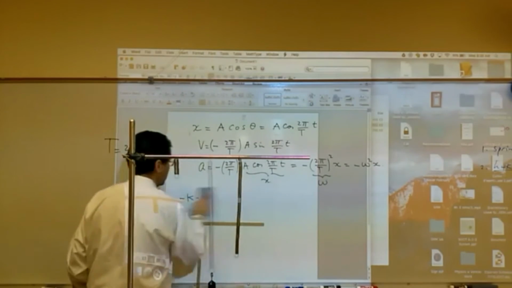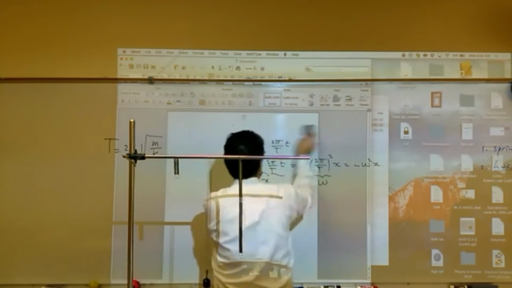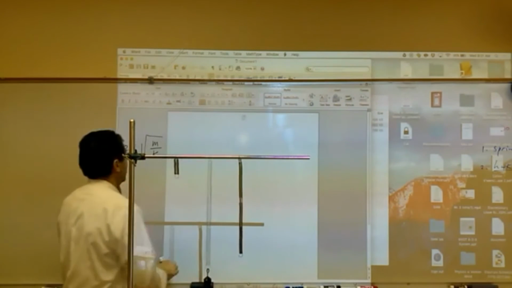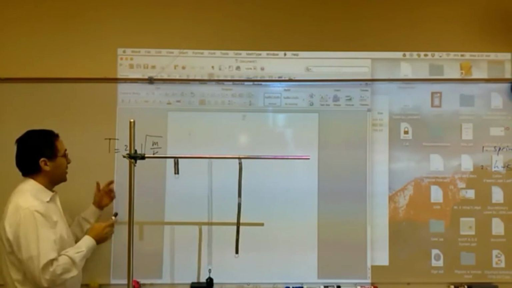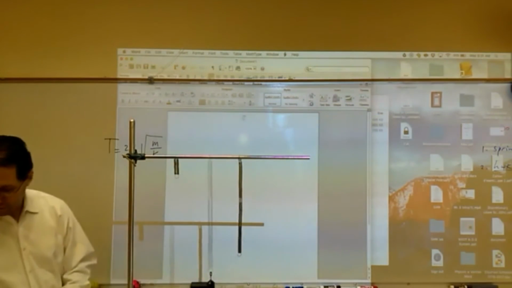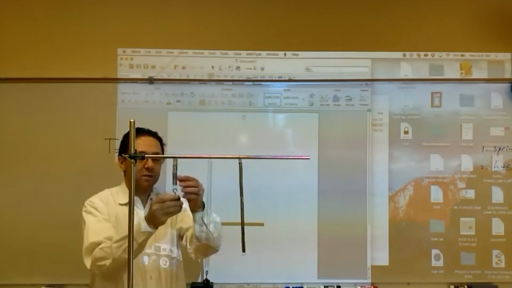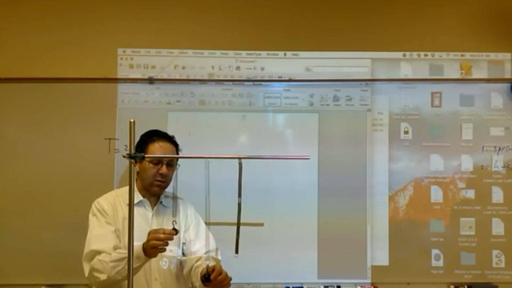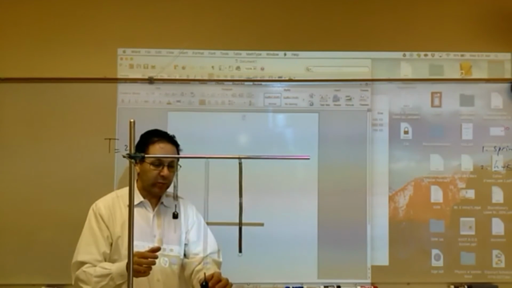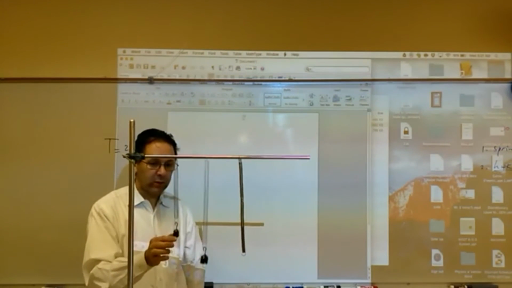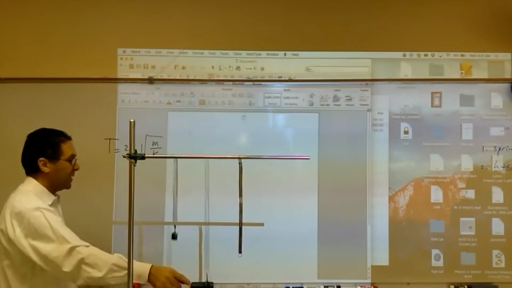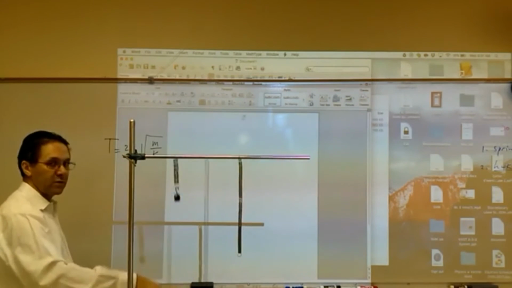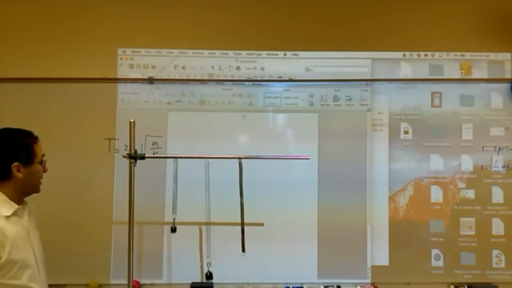If the mass gets bigger, the period gets bigger. So let's actually witness that. I have a bigger mass on my left and a smaller mass on my right. If I make them oscillate, the one with the bigger mass takes longer to go back and forth. The cycle takes longer. Now, why is that?